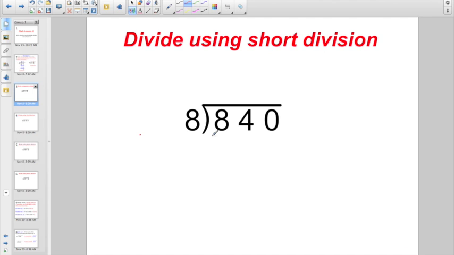We're going to start dividing 8 into 8. 8 divides into 8 one whole time. Multiply back, which is 8, and subtract 8 minus 8 in your head. Well, 8 minus 8 is 0. And write that next to the next digit in the dividend.